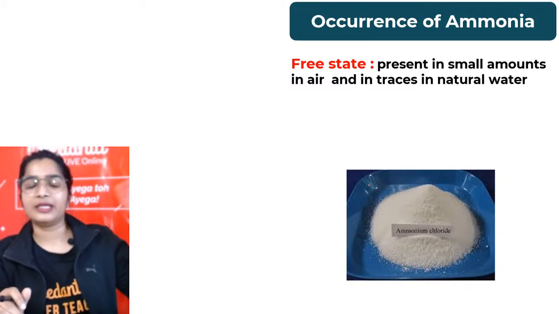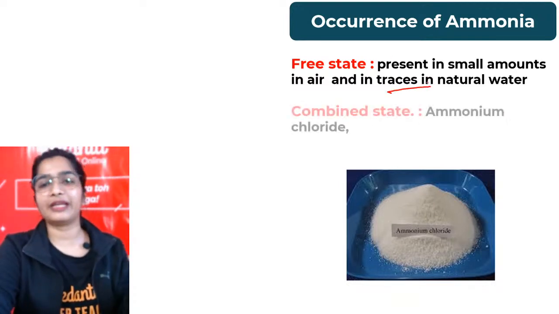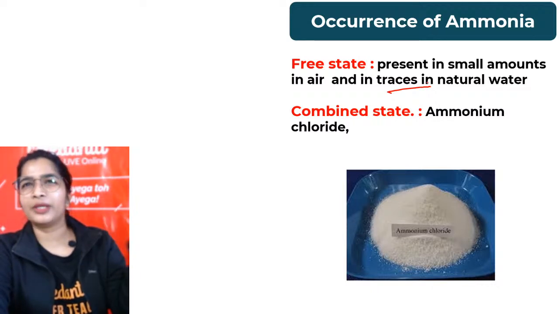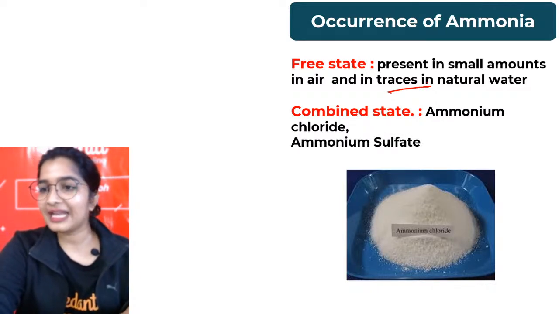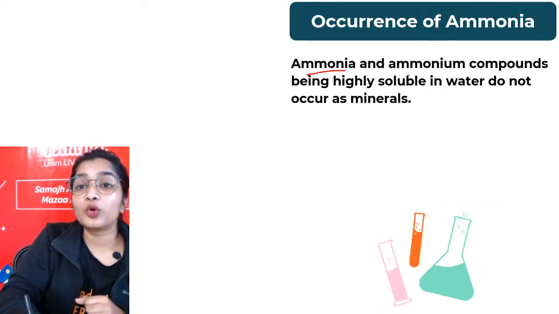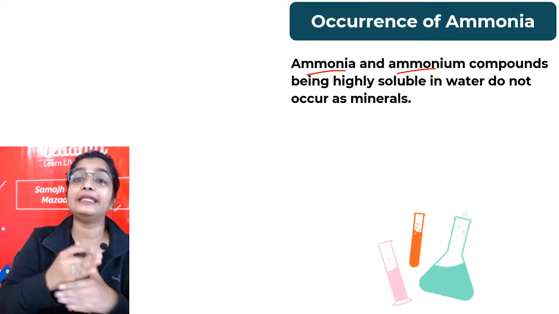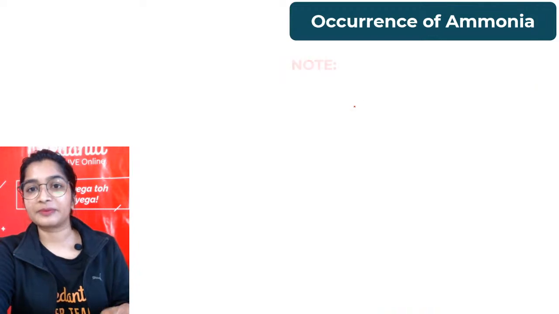Okay? So occurrence in free state, you will find ammonia in free state in a small amount in the air and in traces in natural water, but generally you will find it in the combined state, ammonium chloride, ammonium sulfate. Okay. So ammonia and ammonium compounds are highly soluble in water, so they do not occur as minerals.